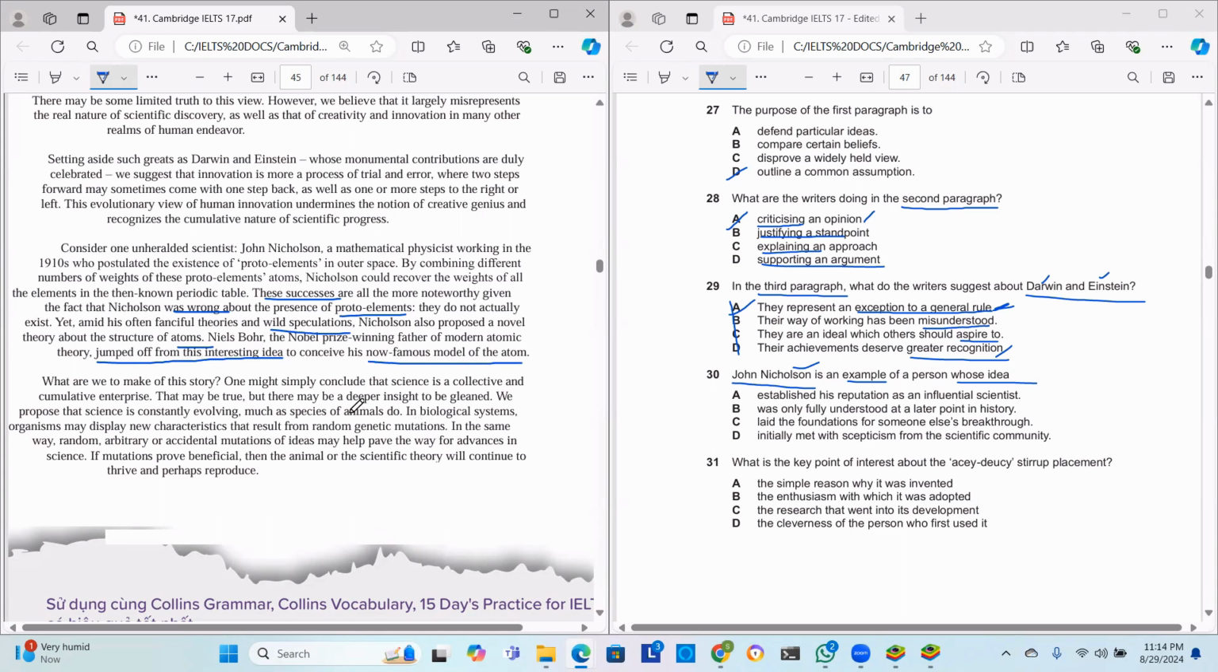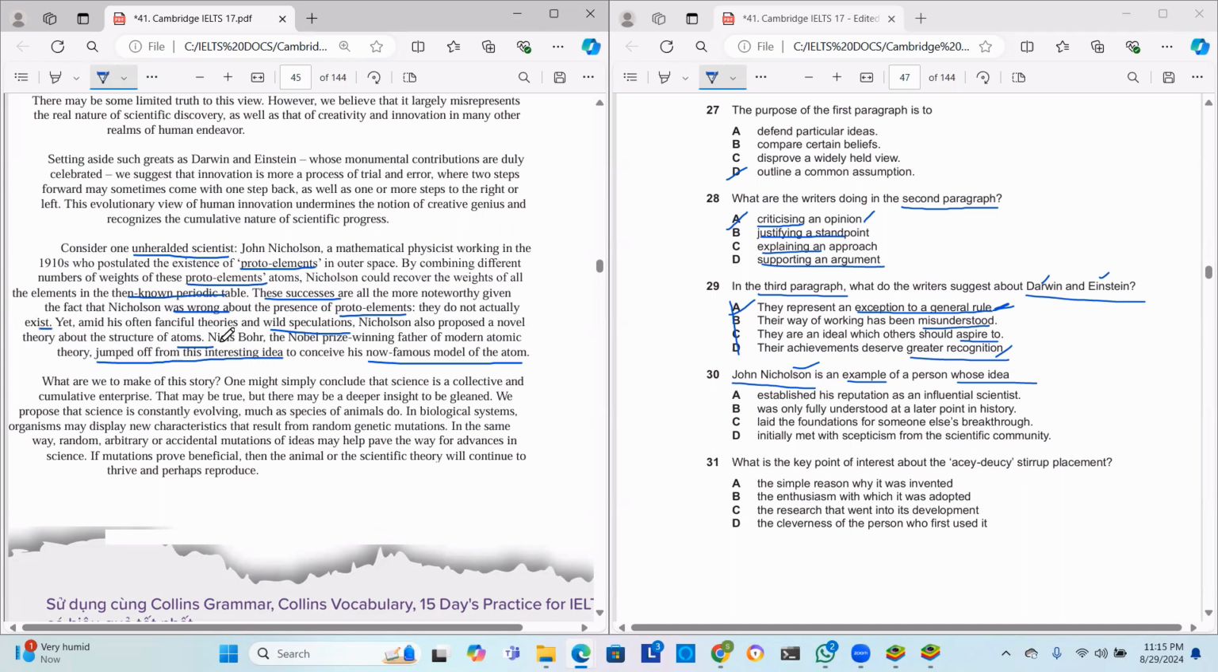So in this passage, he's saying that Nicholson, who is not a well-known scientist, started work on proto-elements in outer space. Nicholson could recover the weights of all the elements in the then-known periodic table. So you have to underline such important words, guys. In the exam also, try to underline the keywords. It will be easy for you, right? All the more noteworthy given the fact that Nicholson was wrong about the presence of proto-elements, they do not actually exist. So yes, Nicholson also proposed a novel theory about the structure of atoms.